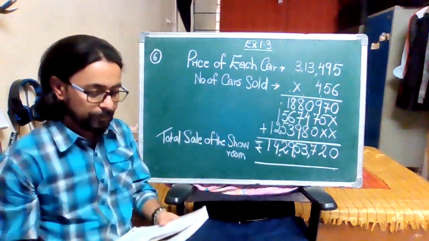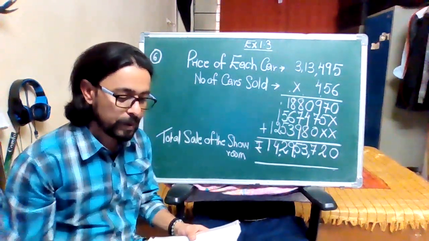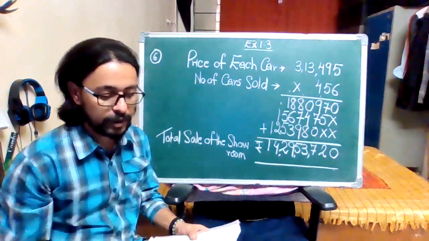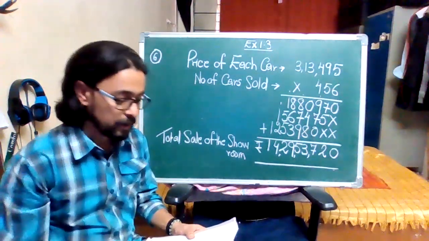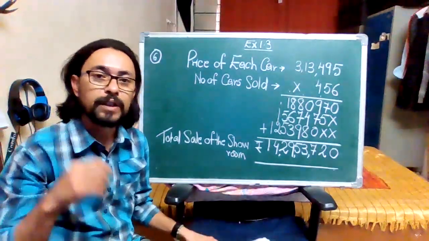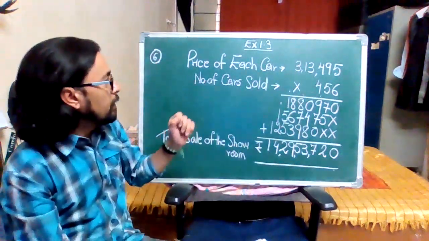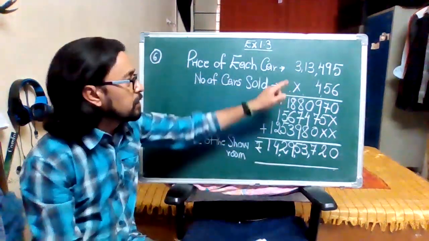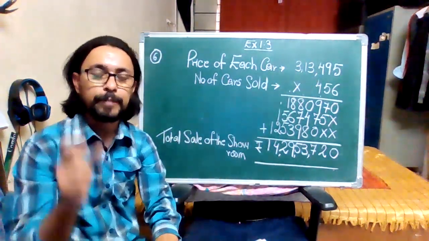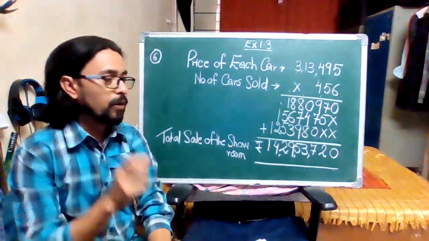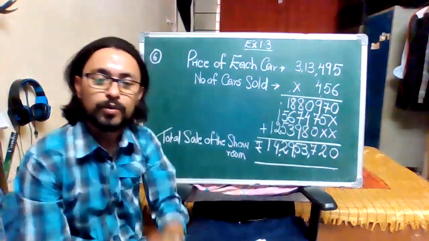Now, the sixth one states a car showroom sold 456 cars of a given model at rupees 3,13,495 each. What is the total sale of the showroom with respect to the cars of the given model? So there is a certain model that is being sold, and they have sold 456 cars. Each car of that particular model costs 3,13,495. So if in that particular period, they sold 456 cars, I have to find the total sales.